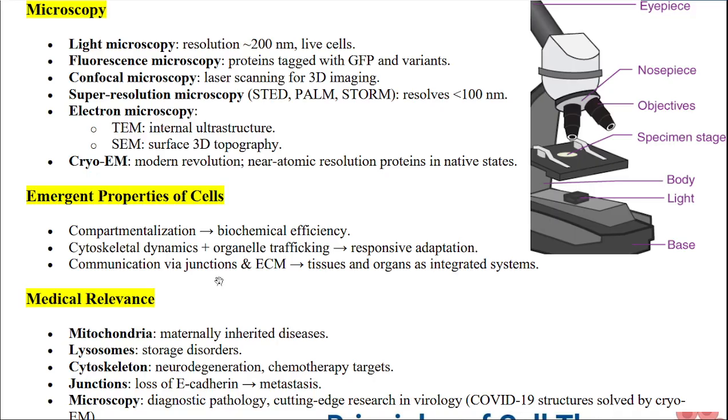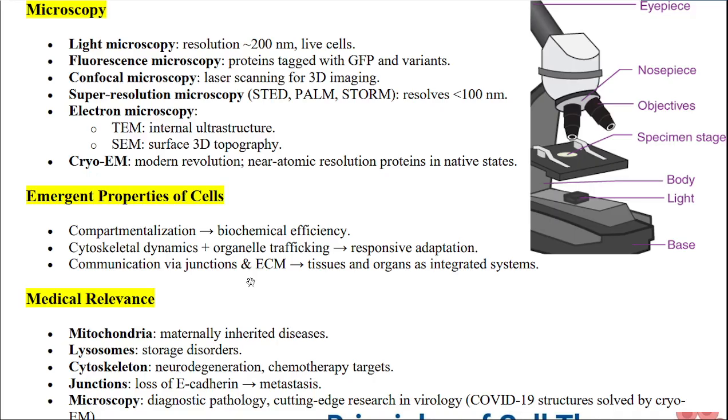It is. The seamless communication and coordination between the nucleus, the ER and Golgi assembly lines, the lysosomal recycling centers, the mitochondrial power plants, all orchestrated by that internal transport network. That's what allows cells to adapt, to respond, and ultimately to build complex tissues and organisms like us.